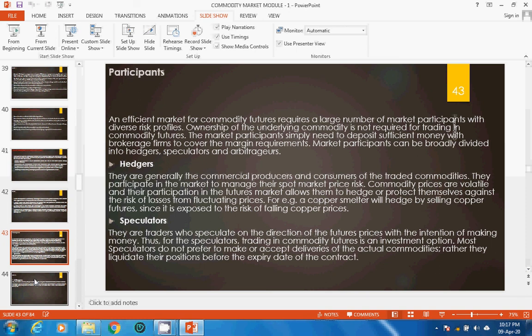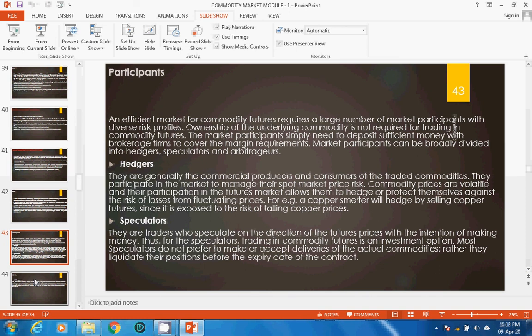For example, a copper smelter will hedge by selling copper futures since it is exposed to the risk of falling copper prices. So therefore, hedgers are the commercial producers and consumers of the commodity market. They want to have an opportunity to avoid the risks of volatile prices of the commodities.